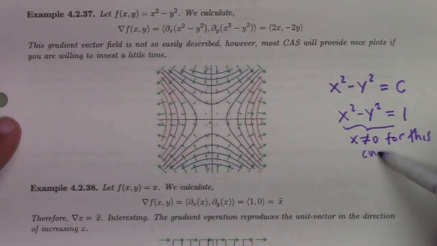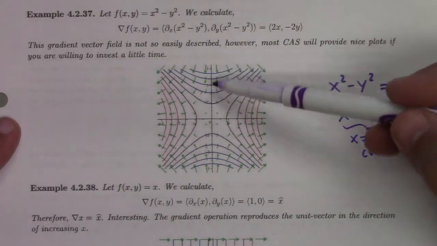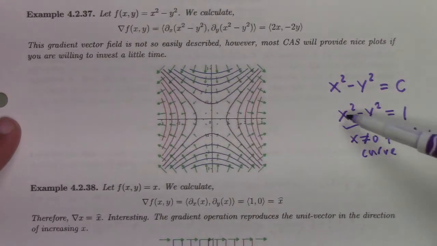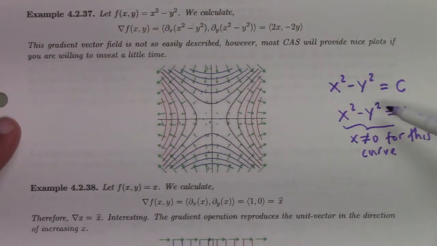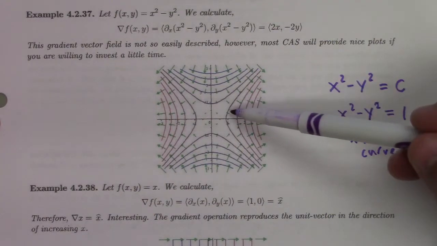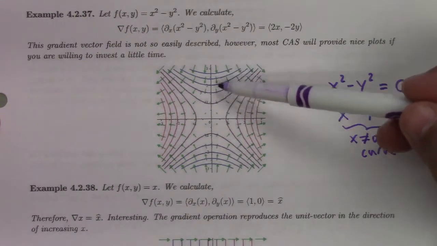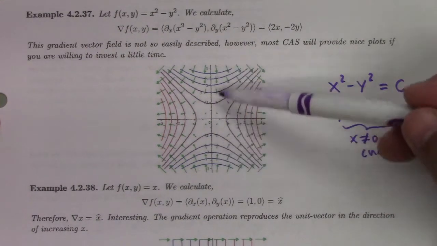X is not equal to 0 for this curve. And if x is not equal to 0 for this curve, that means that it doesn't cross the y-axis. So x squared minus y squared equal to 1 is a hyperbola, which opens sideways, all right? So these guys are level curves with positive c, and these guys are the level curves with negative c.